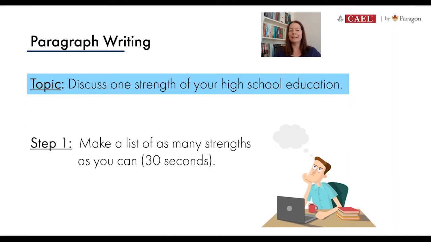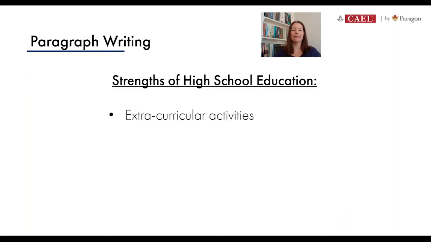So the very first thing, if you're writing a test or completing an assignment for school, is to brainstorm. Think of as many, in this case, strengths of your own high school education as you possibly can, and write them down on a piece of paper or again on a note on the computer. All right, so just write down the first ideas that come to mind.